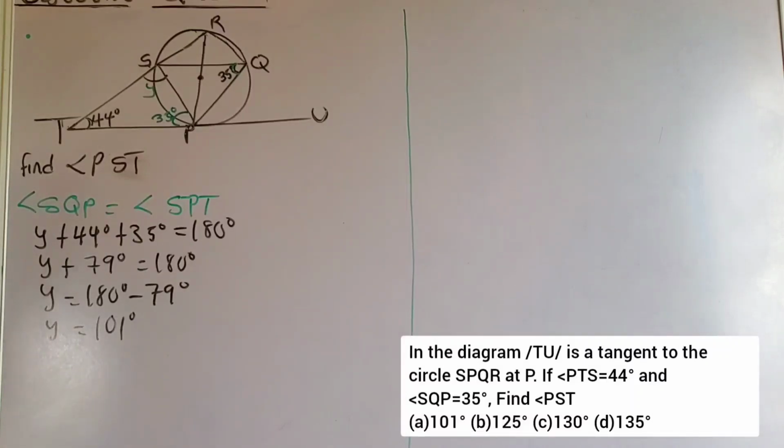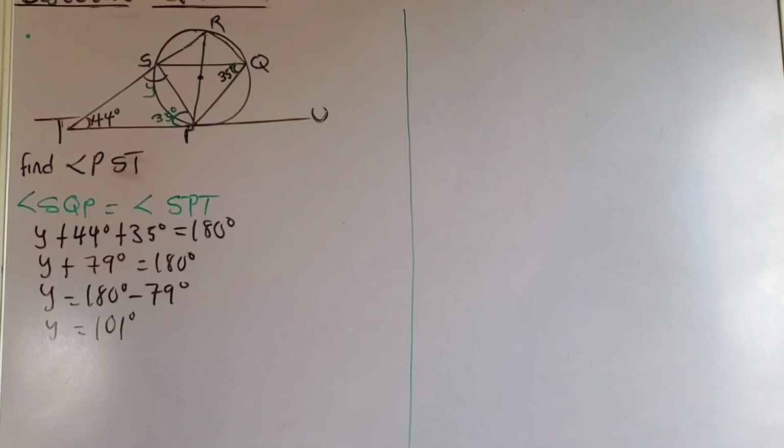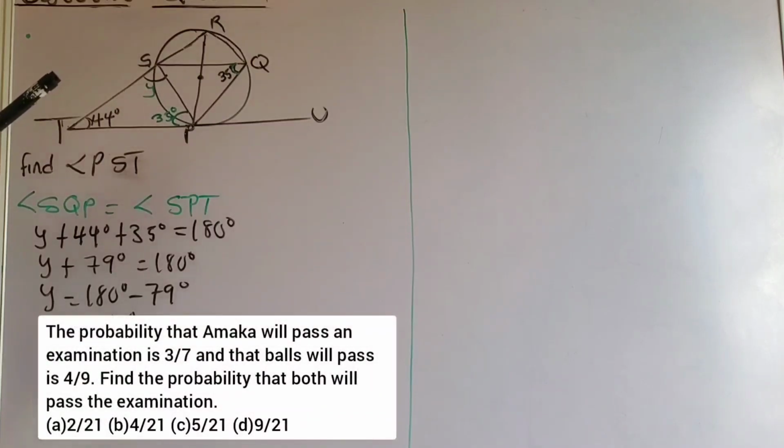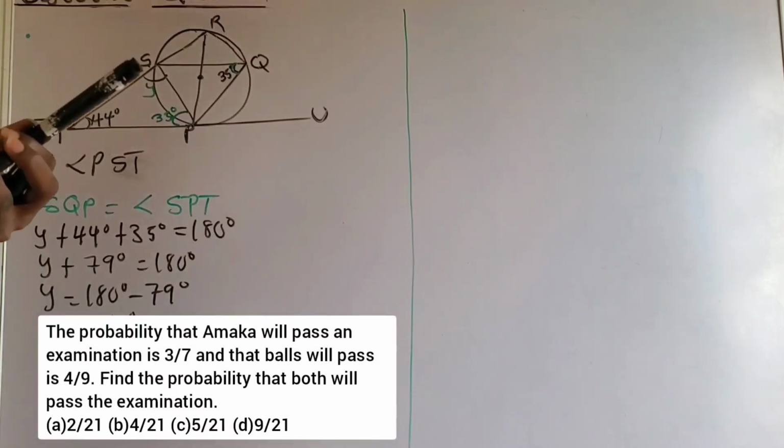Do you understand? Okay, let's check the correct option to that question. We have option A. Option A is 101 degrees, which is correct. Option B 125, option C 130 degrees, and option D 135 degrees. The right option to that question is option A. Now let's proceed to the next question. Question 46: the probability that Amaka will pass an examination is 3/7 and that Bala will pass is 4/9.